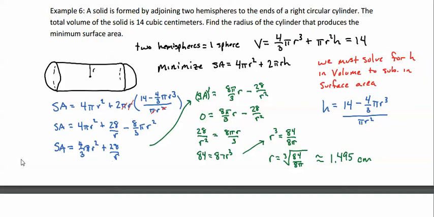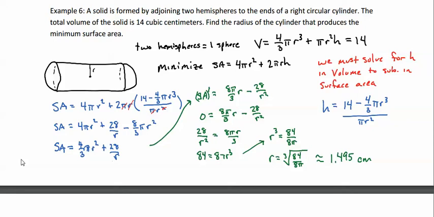Distribute. Your surface area is 4 pi r squared plus 28 over r minus 8/3 pi r squared. But if I have 4 pi r squared minus 8/3 pi r squared, how about we simplify that? And the surface area is 4/3 pi r squared plus 28 over r. Now we need to find the derivative. The derivative of the surface area in green in the middle is 8 pi thirds r minus 28 over r squared. I want to set my derivative equal to 0.